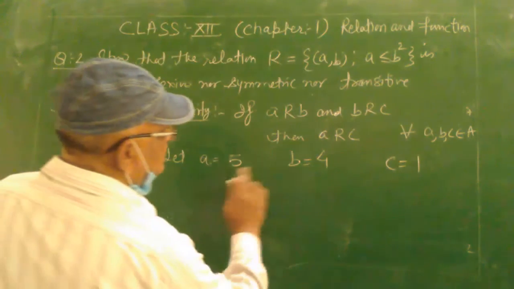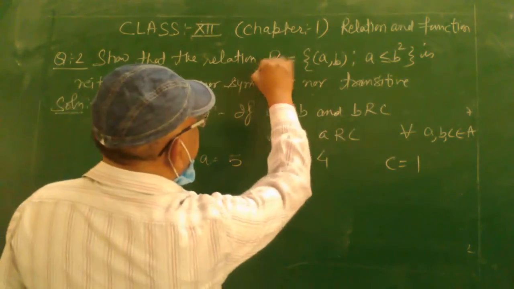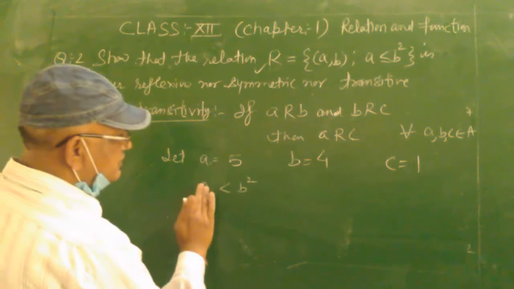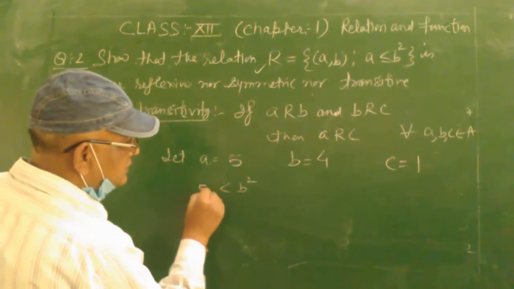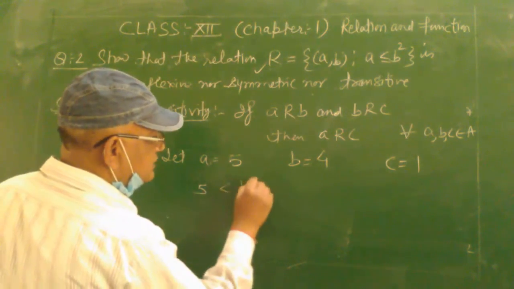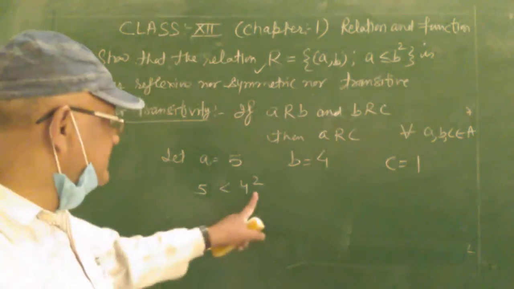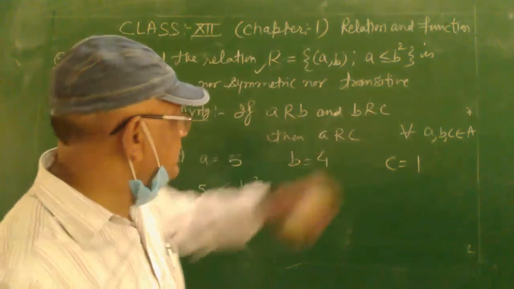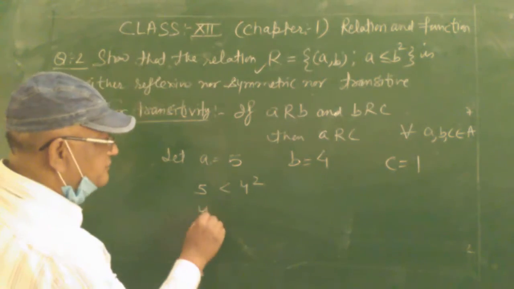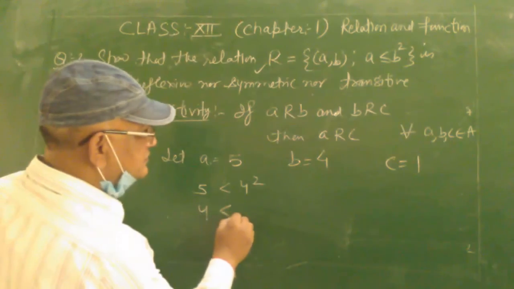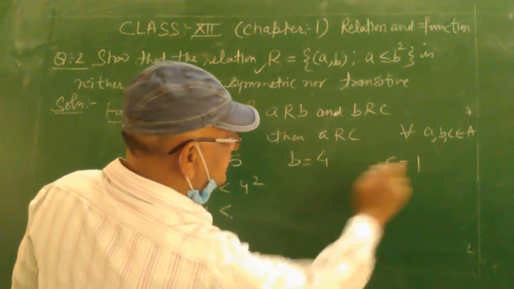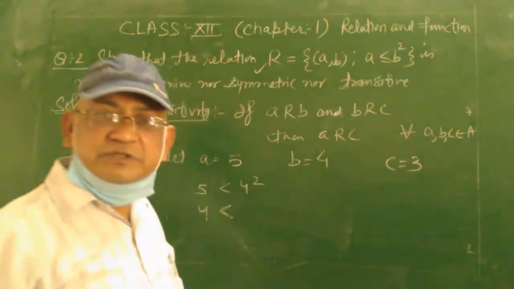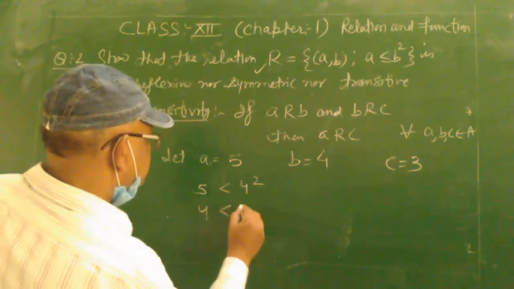So (a, b) as we have taken, according to this relation, a must be less than or equal to b square. So if you are putting in place of b square, that is 4 square, 4 square is 16. 16 is greater than 5. Okay. The next one is b related to c. It means 4 must be less than or equal to c square. c is 1. So take another value of c. You are taking 3, suppose. So it is 3 square.